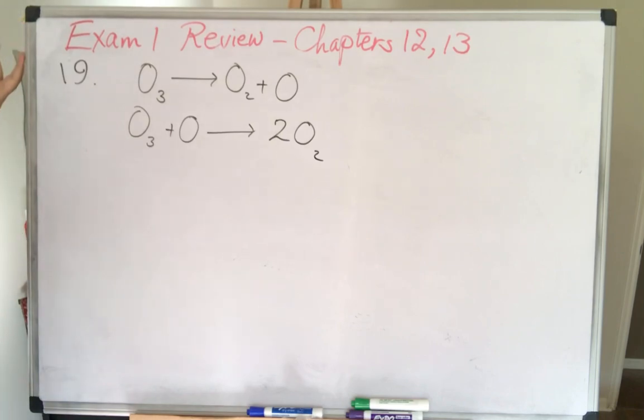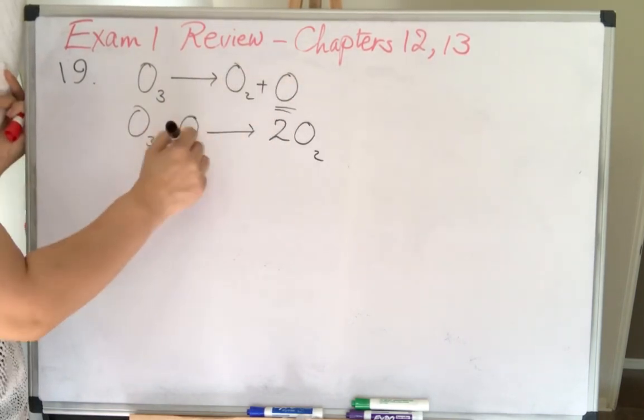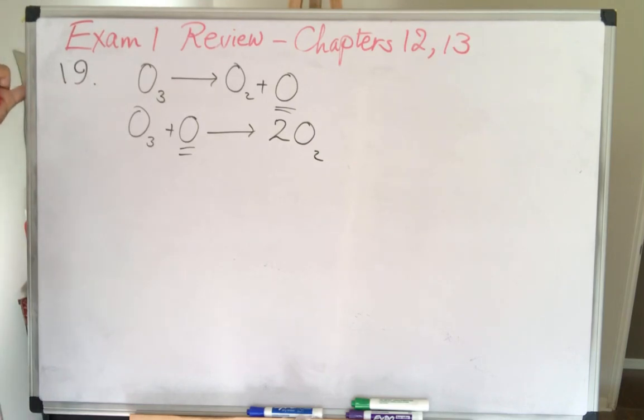The decomposition of ozone may occur through the two-step mechanism shown below. The oxygen atom, this, is considered to be what? Activated complex, a catalyst, reaction intermediate, or the product?